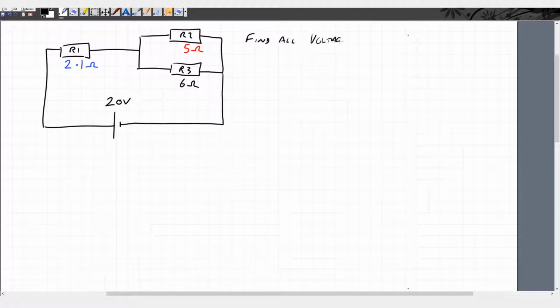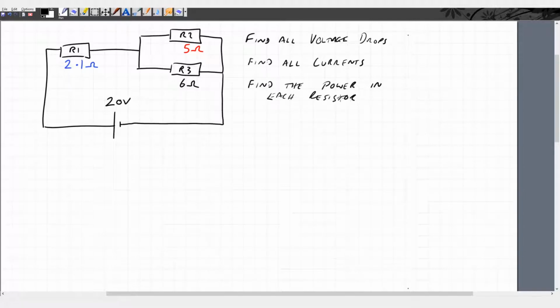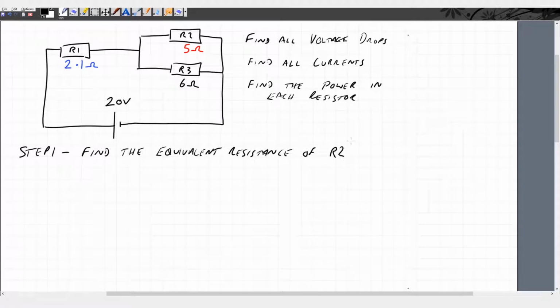So we're going to find all the voltage drops across the resistors. We're going to find all the currents through the resistors and the power in each resistor. Whenever you see resistors in parallel, first thing to do is work out what the equivalent resistor is for two of them. So we've got R2 and R3. We need to find the equivalent resistance of R2 in parallel with R3.